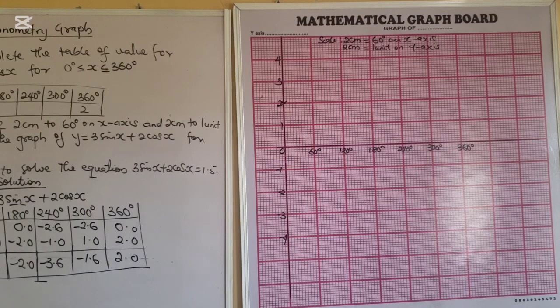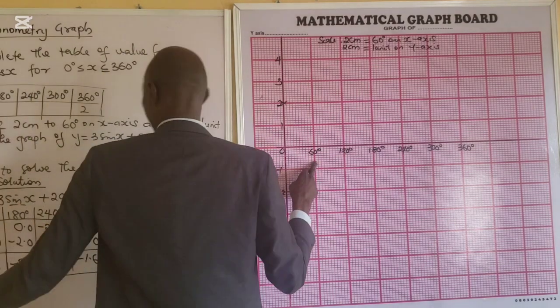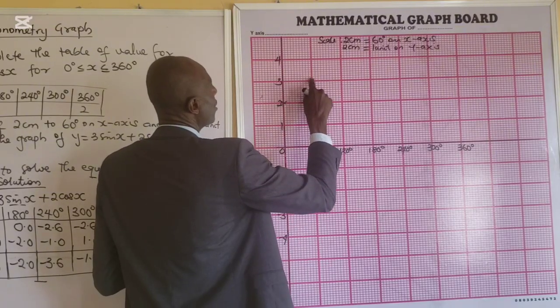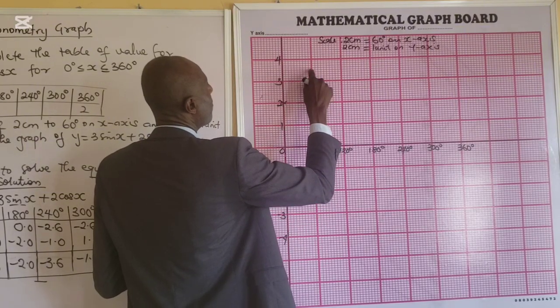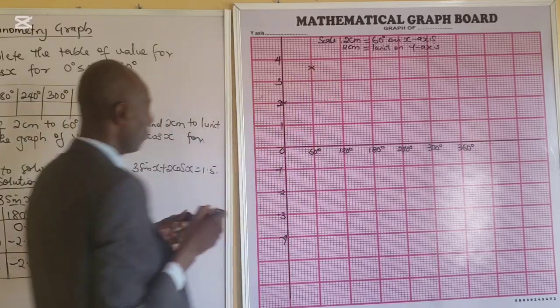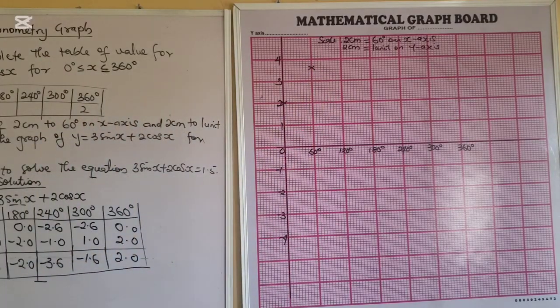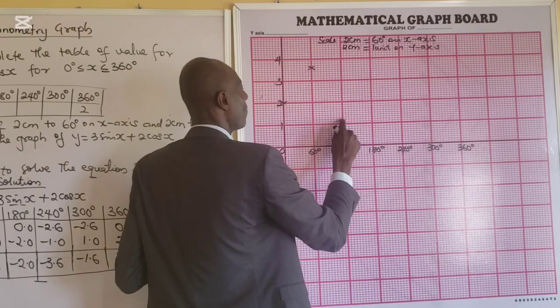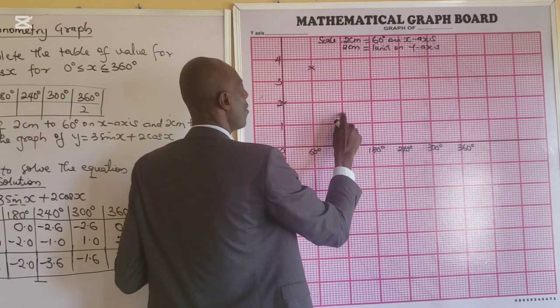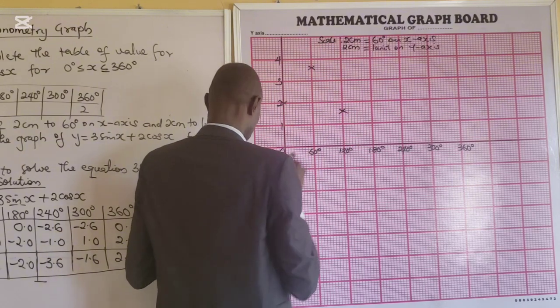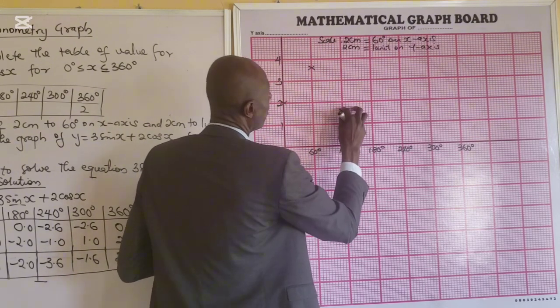When x is 60 degrees, y is 3.6. Now, here is 3, 3.1, 3.2, 3.3, 3.4, 3.5, 3.6. You mark that place. When it is 120 degrees, it's 1.6. Now, here's 1, 1.1, 1.2, 1.3, 1.4, 1.5, 1.6. You mark that place.